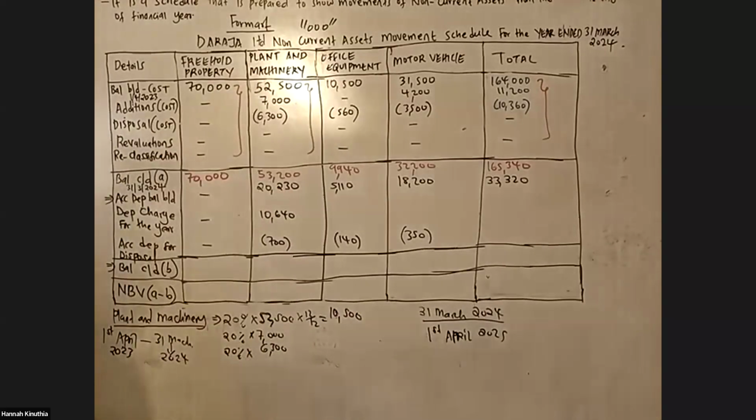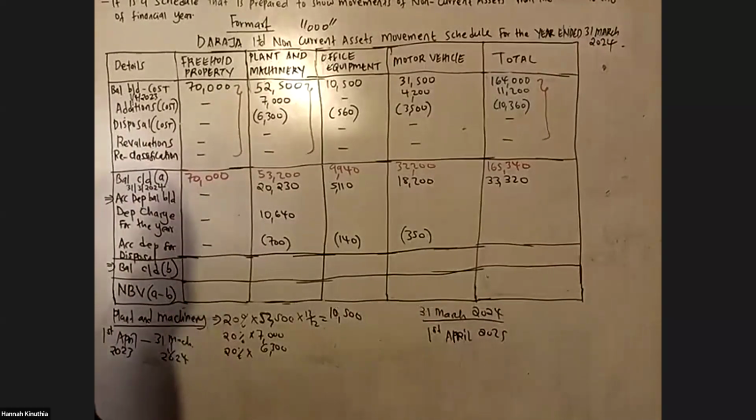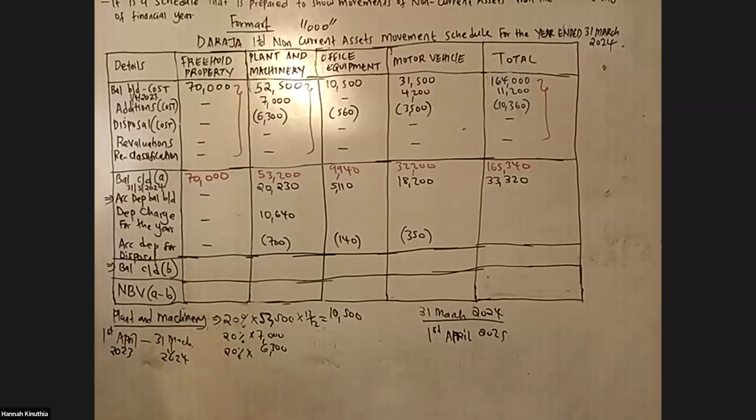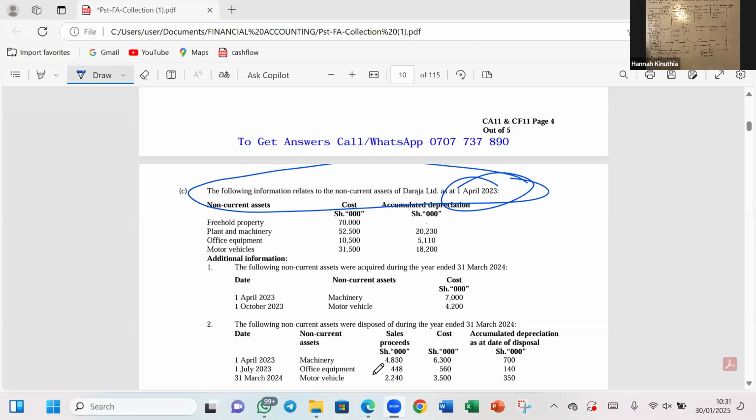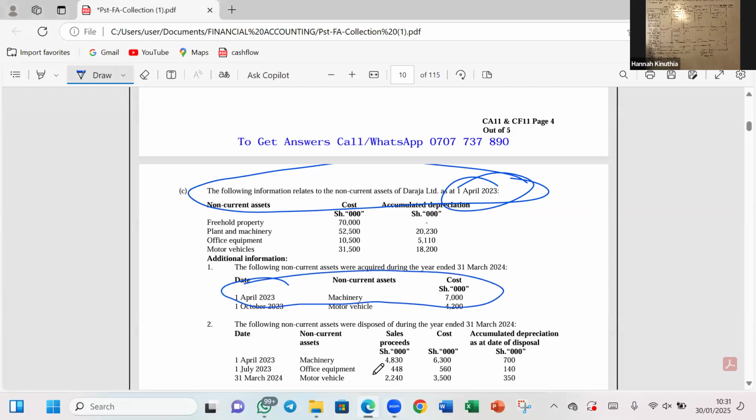Unakuja next. There was an addition. Unajiuliza hiyo addition ilifanyika wakati gani? Did it happen at the beginning of the year? Turudi kwa swali yetu. So turudi kwa swali, tunaona clearly that there was an addition the year hapa. You can see the machinery was acquired also at the beginning of the year, meaning hii machine walii-acquire mwaka ikianza. So it was there throughout the year.